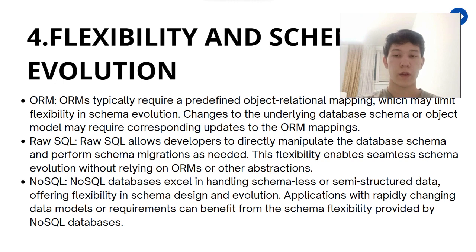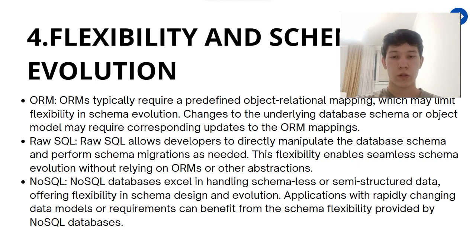Flexibility and schema evolution. ORMs typically require predefined object-relational mapping, which may limit flexibility in schema evolution. Changes to the underlying database schema or object model may require corresponding updates to the ORM mappings.